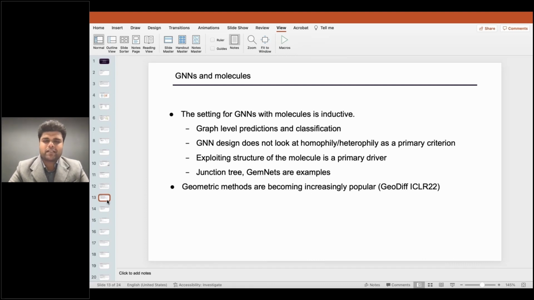Generally the setting for GNNs with molecules is inductive, where we are looking at different graphs and how they match up. So a lot of issues can be papered over. For example, homophily and heterophily are not something you worry about while designing a GNN. Exploitation of the structure of the molecule is the primary driver, like junction tree and GemNets, which are very good examples where the structure of a graph is properly utilized in generating insights. And slowly we have geometric methods coming up, which are becoming really popular, like at ICLR22, which is going on right now. There's a paper, GeoDiff, by Jian Tang, who's actually one of our advisors, which has just come out. So it's a very interesting space right now.